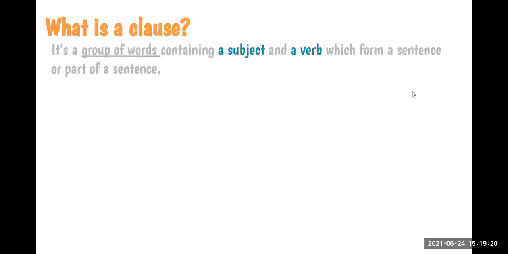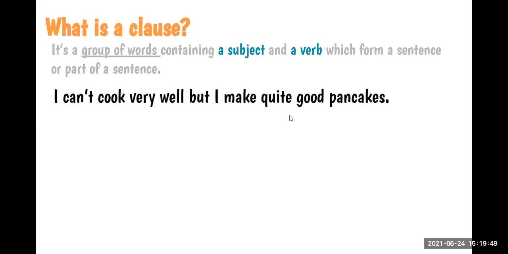A clause is similar to a sentence because a sentence is also a group of words with a subject and a verb, okay? But the difference between a clause and a sentence is that in one sentence, we can have one clause, two clauses, three clauses, or a lot of clauses, and one clause is only one, okay? So let's see this example that we have here. Here we have a sentence, okay? So I want you to tell me how many clauses you think we have here. Remember that a clause is a group of words containing a subject and a verb.